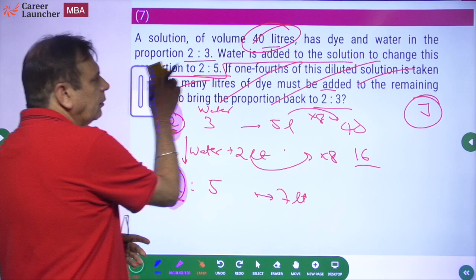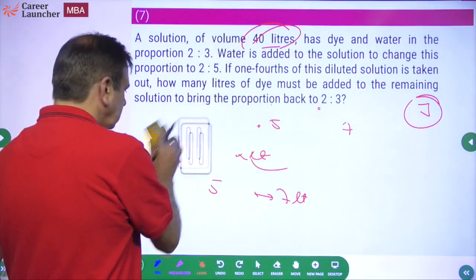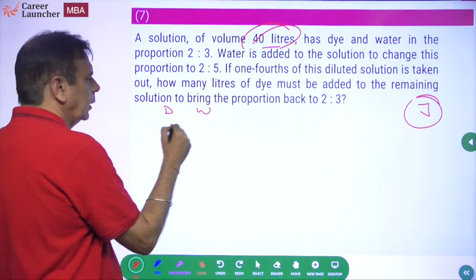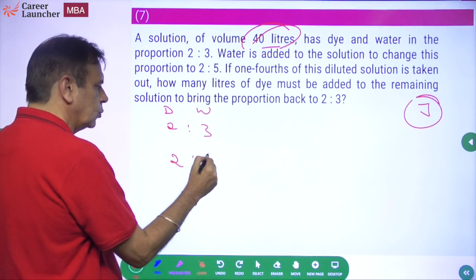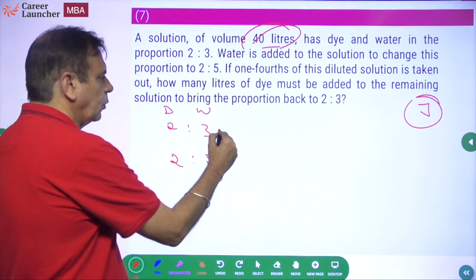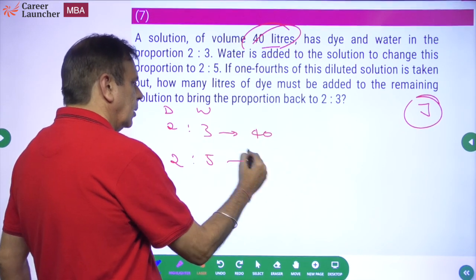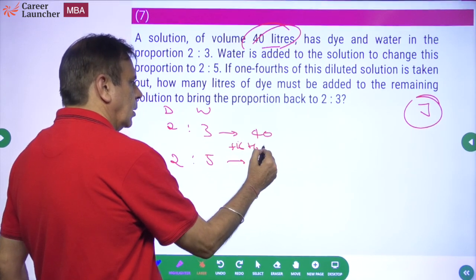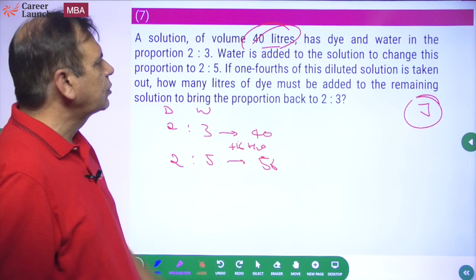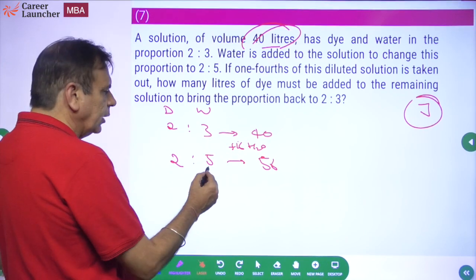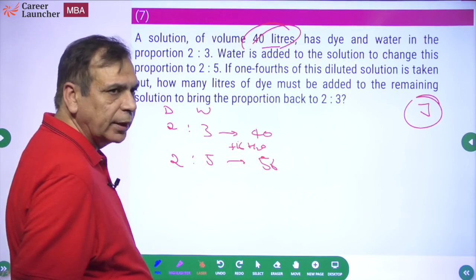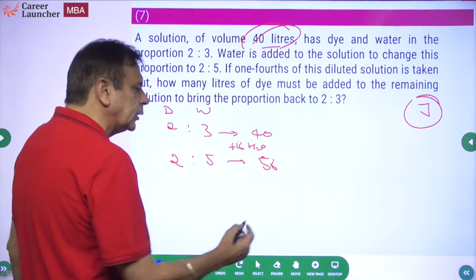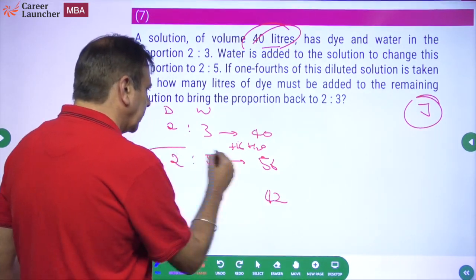So now we can look at the rest of the question. Just to repeat, dye and water, 2:3, becomes 2:5. This is 40 liters, and this is plus 16 liters of water. So it becomes 56 liters. If 1/4 of this diluted solution is taken out, 1/4 of 56 is, half is 28, half of 28 is 14, so 14 liters is taken out. What are you left with? 42 liters. So now we have 42 liters of this particular mixture.